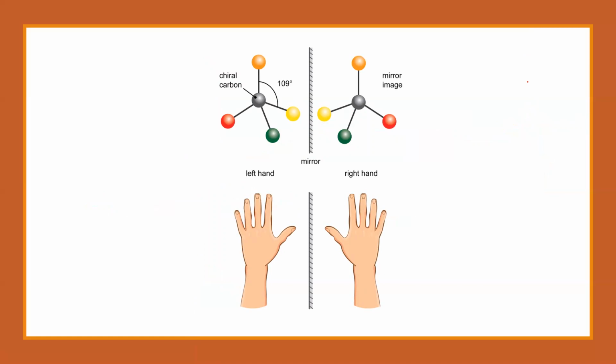Now, this is a chiral carbon. Clear? So this carbon is a chiral carbon. Why is it a chiral carbon? Because it's attached to four different groups: 1, 2, 3, and 4. It's attached to four different groups. Clear? So this is asymmetrical and it is optically active.